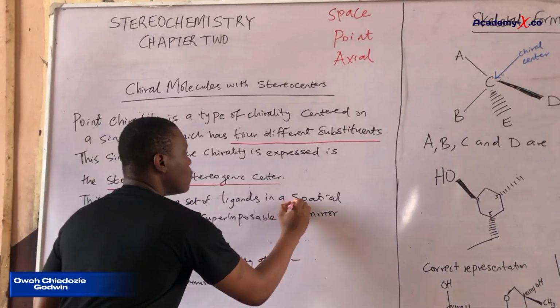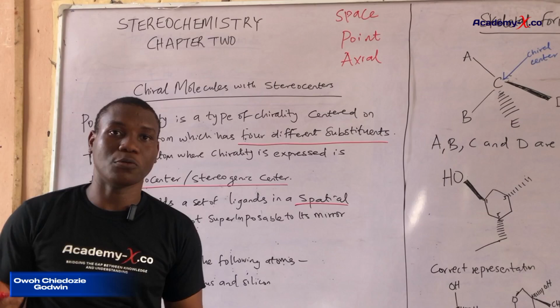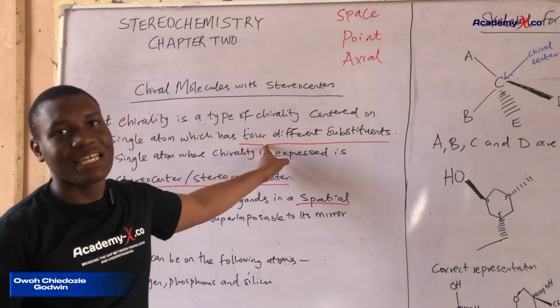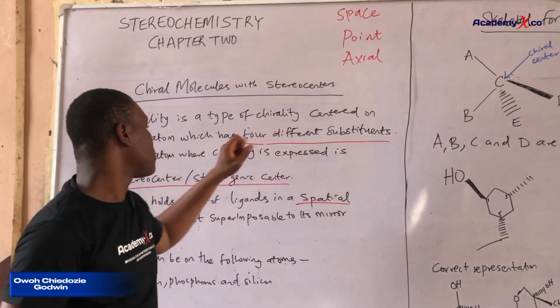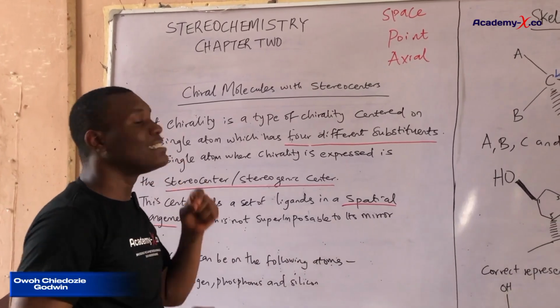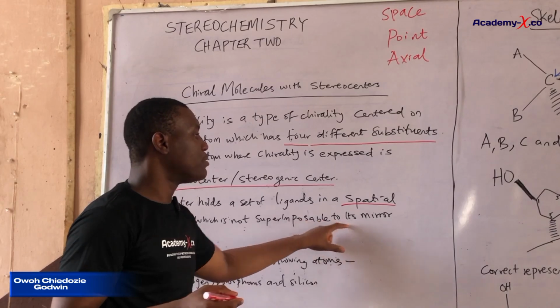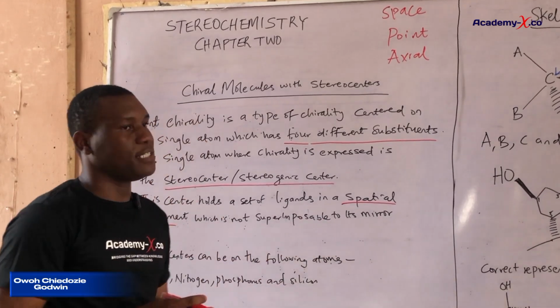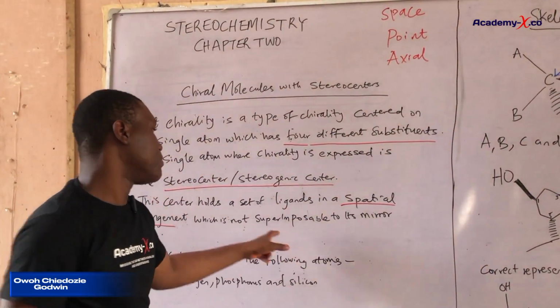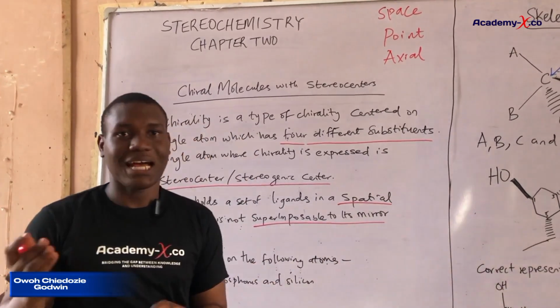So this center will hold ligands. How many ligands did I say it should hold? 4 different ligands or substituents. So when it holds them in spatial arrangement, and in this spatial arrangement, it is not superimposable to its mirror image. If you want to know what superimposable to its mirror image means, you can refer back to our last lecture.